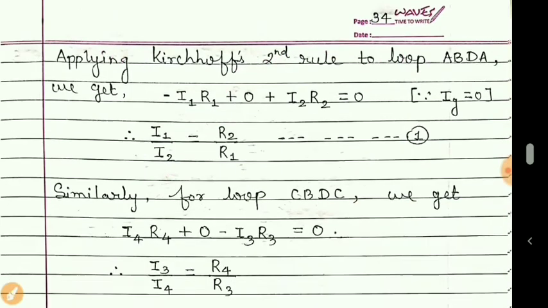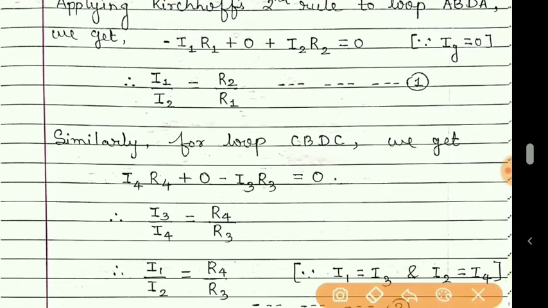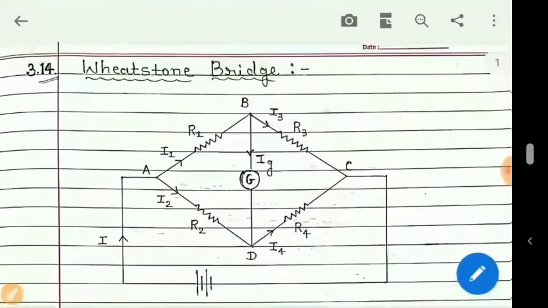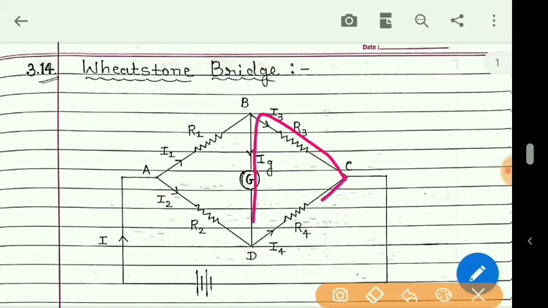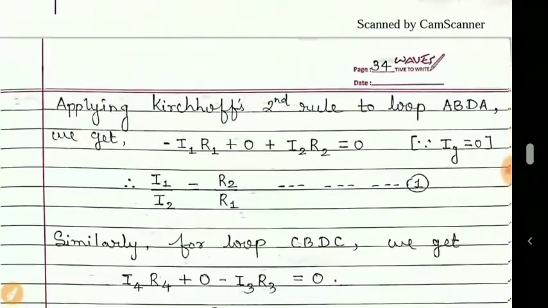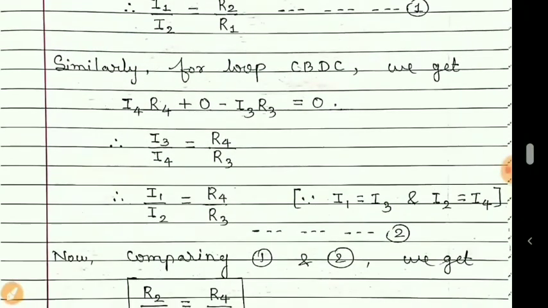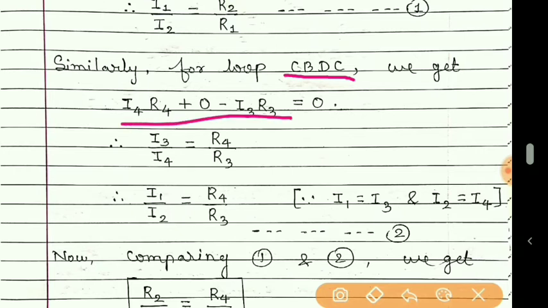Now applying Kirchhoff's second rule to loop C, B, D, C. I will not show you how we have applied it. I will directly show you the equation only. Now you can apply it. So applying Kirchhoff's second rule to this loop, we will get this equation and we will get this ratio.